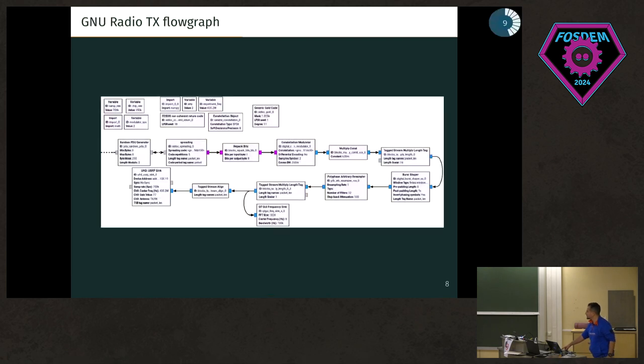So this is the transmission flow graph that we use in order to test and do the simulations. Actually, it's quite simple. Most of the blocks are the GNU Radio core blocks, and we have created two additional ones, which is the spreading and one that actually compiles the frame of the SIDLOC. Very, very simple.